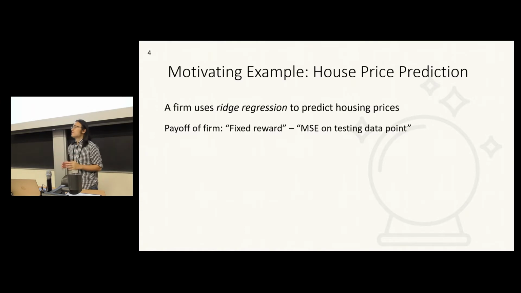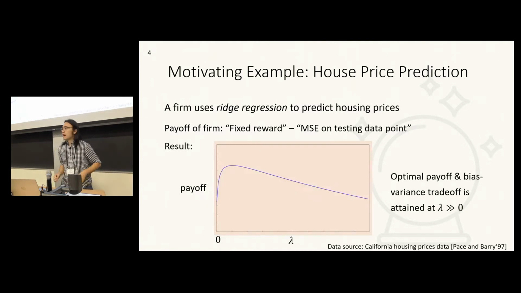Let's assume that the payoff of the firm is some fixed reward, let's say 1, minus the prediction error on a testing data set. Here I draw how the payoff is influenced by choosing this tuning parameter lambda, where I'm using data from the California housing pricing data set. As you can see, the payoff depends on lambda, and the optimal payoff, in other words the optimal bias-variance trade-off, is attained for some lambda strictly greater than 0.